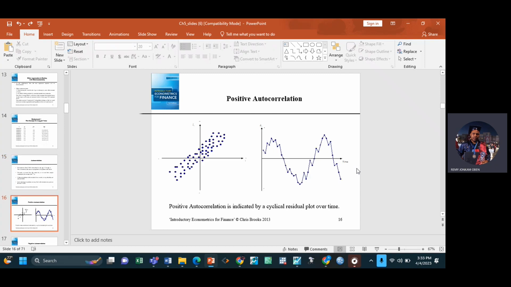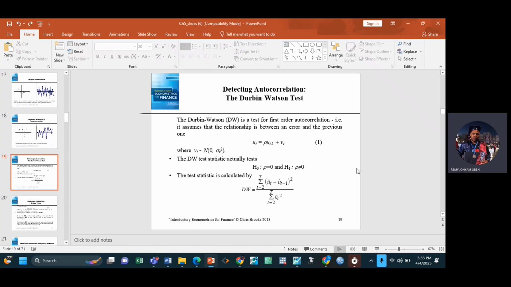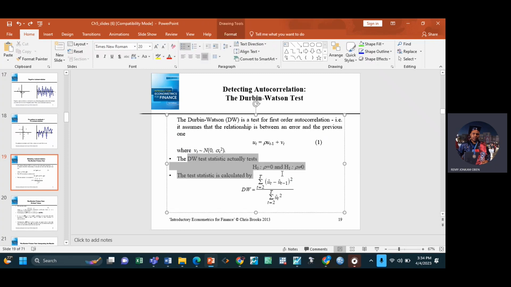So of course, you can check the graphs. The graphs give you a hint. Okay, I will show you something about the Durbin-Watson test. You will see there is a zone of indecision where we cannot make a decision. Before we get there, this is how the Durbin-Watson test statistic is calculated.